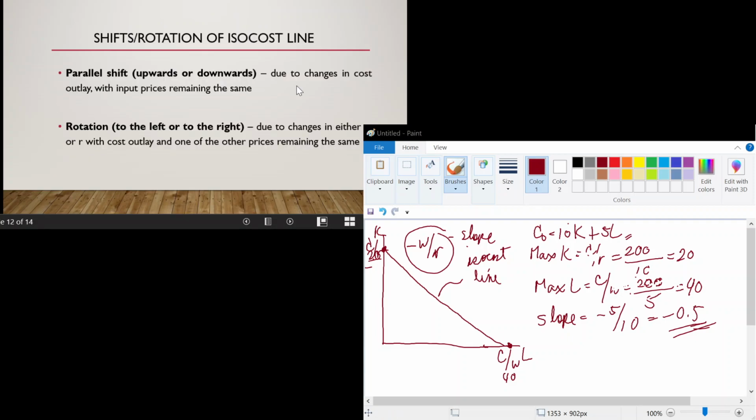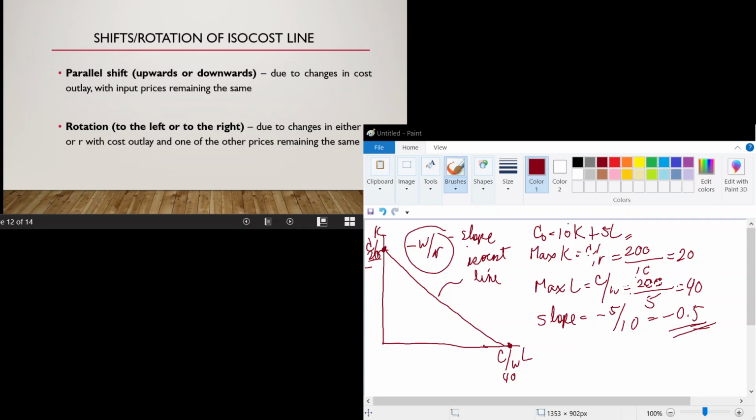Now let's take a look at the shifts or rotation of isocost line. So we have parallel shift, which can be observed if there is a change in cost outlay with input prices remaining the same. Okay? And then, yung rotation naman natin is changes in either W or R with cost outlay and one of the other prices remaining the same. Okay, so let's take an example.